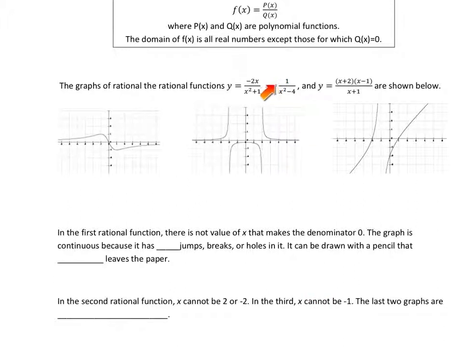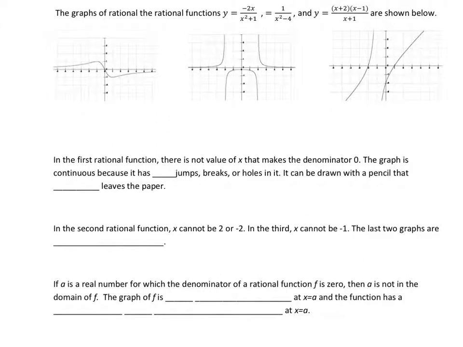The next one is 1 over x squared minus 4, and that one goes whoop, whoop, whoop. The last one we have is x plus 2 times x minus 1 over x plus 1, and it's got this funky little graph here. So we're just going to talk about these.